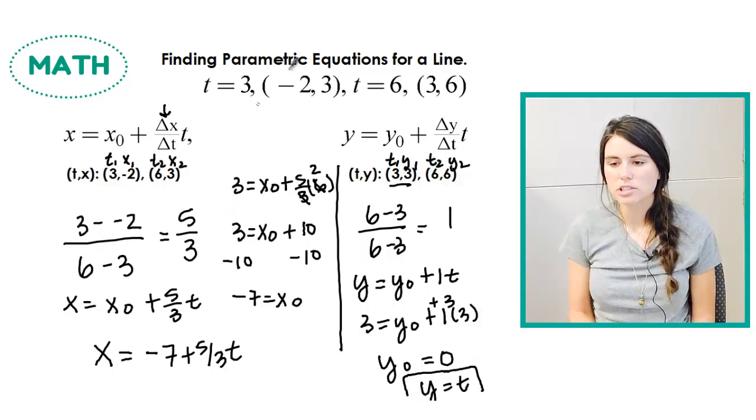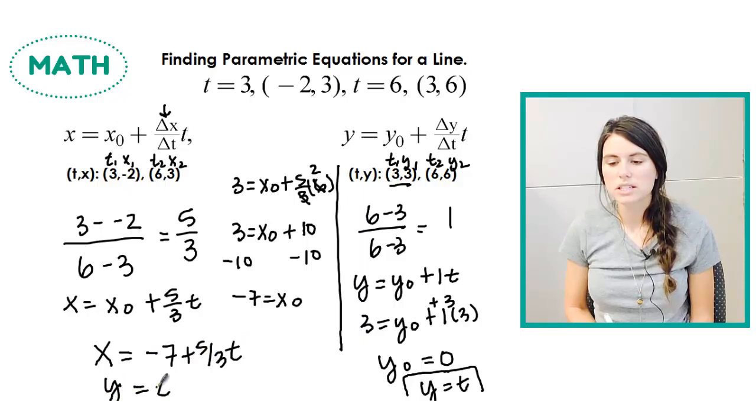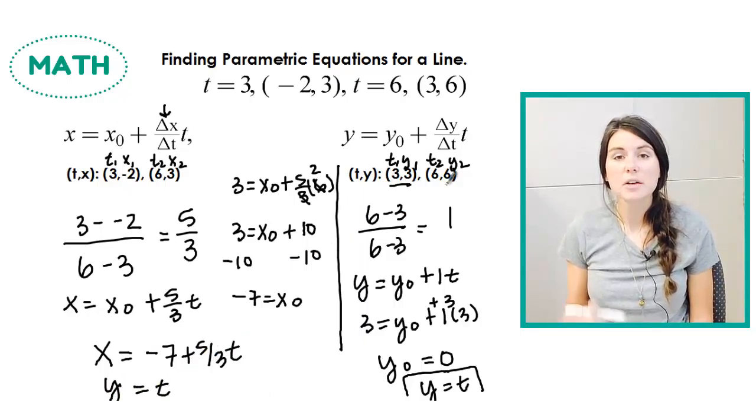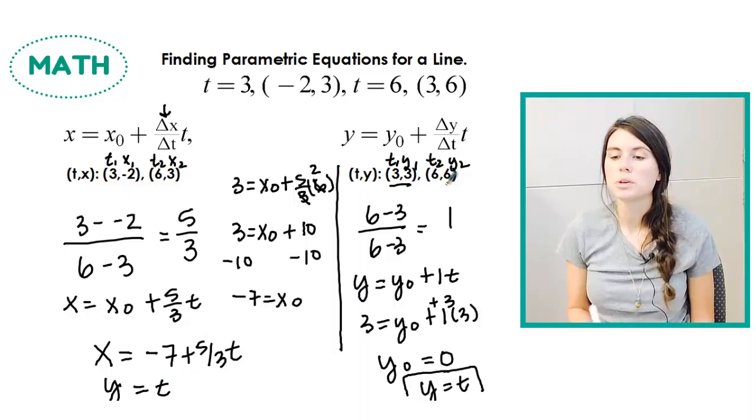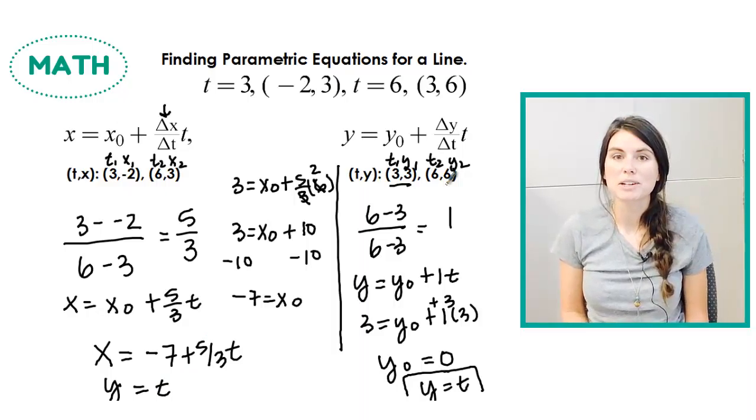So my two equations, let me just write this in a clear way. x is equal to negative 7 plus 5/3 t, and then y would just be equal to t. And that's it. That is my parametric equations between those 2 points using those parameters of t.